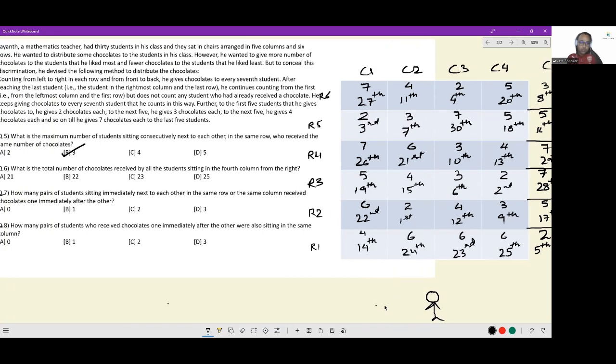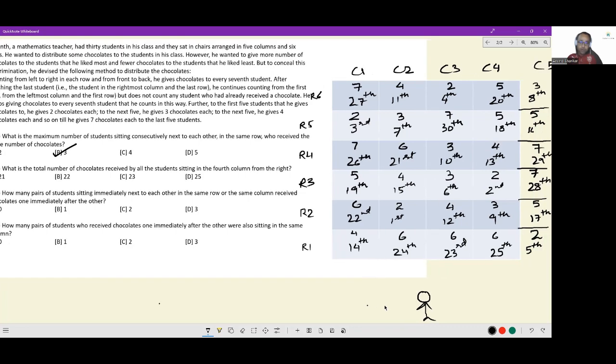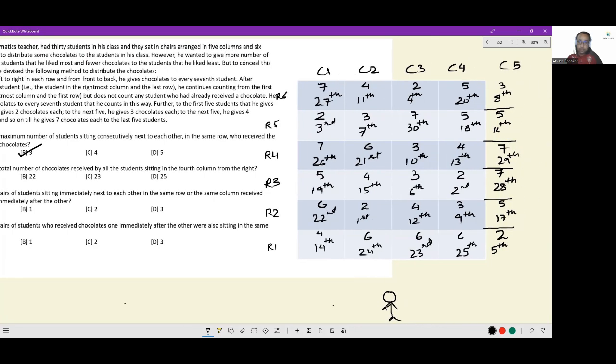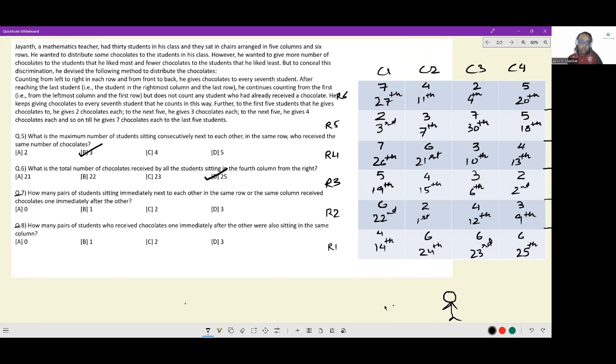Next, what is the total number of chocolates received by the students sitting in the 4th column from the right? Sitting in the 4th column from the right. So when I'm looking at 4th column from the right, remember it is 2nd column from the left. So people in this column. So 6 plus 2 is 8. 8 plus 4 is 12. 12 plus 6 is 18. 18 plus 7 is 25. So the answer should be option D, 25.